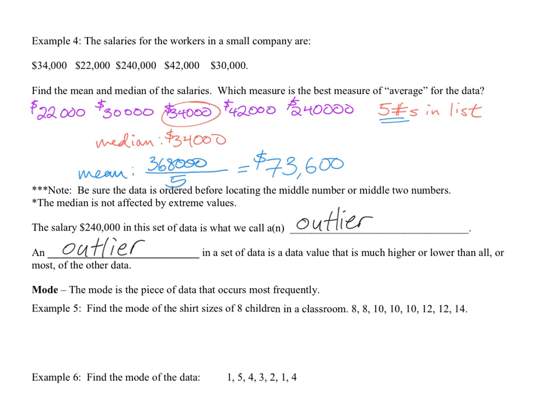With that being said, the salary $240,000 in this set of data is what we call an outlier. An outlier in a set of data is a data value that is much higher or lower than most of the other data.